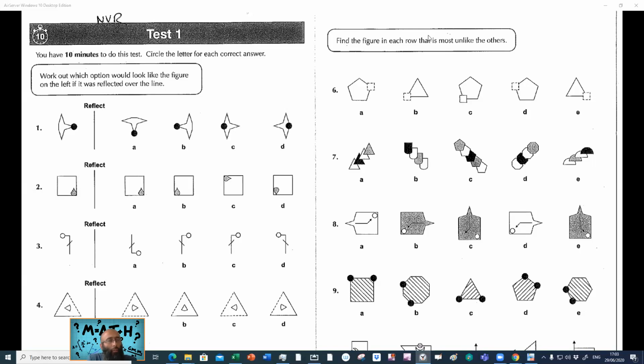We are looking at non-verbal reasoning test 1, and this is from the 9 to 10 book series.